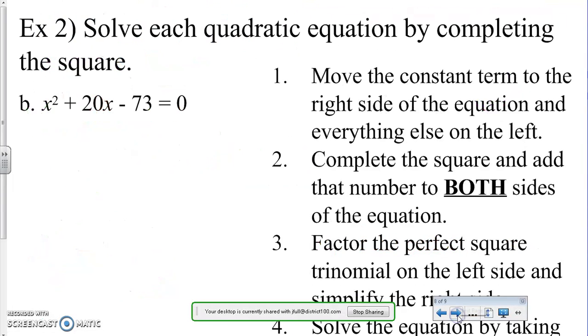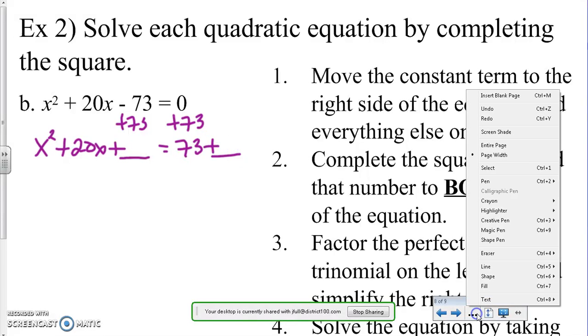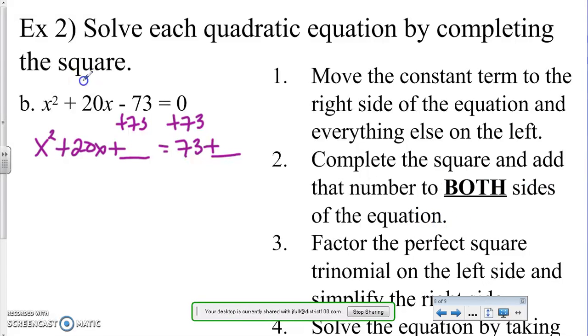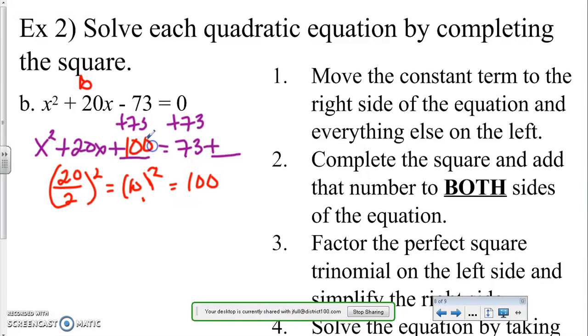Okay, let's do one more together. Same idea. We're going to move our constant over so that we have x squared plus 20x plus something equals 73 plus something. And then we're going to use our b to complete the square. So we're going to take 20 divided by 2, which is 10, and then square it. That means I'm going to add 100 to both sides. Then we are going to factor the left side. We will have an x plus 10 in parentheses, because that's what I got when I divided by 2 here, equals 73 plus 100, which is 173.